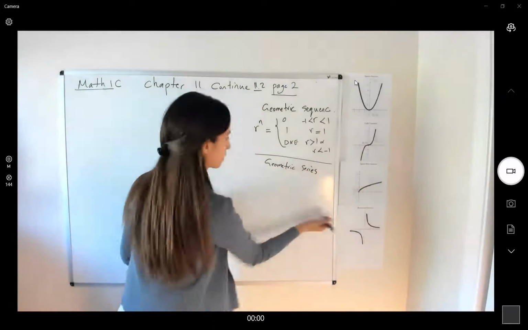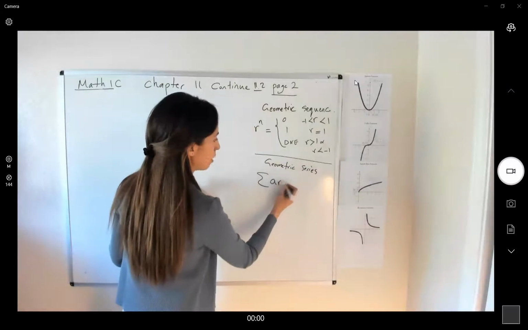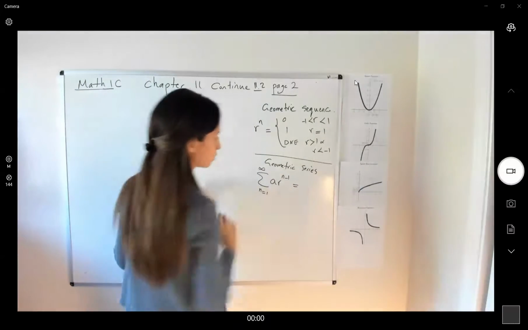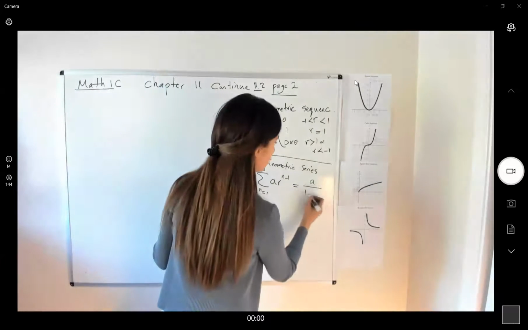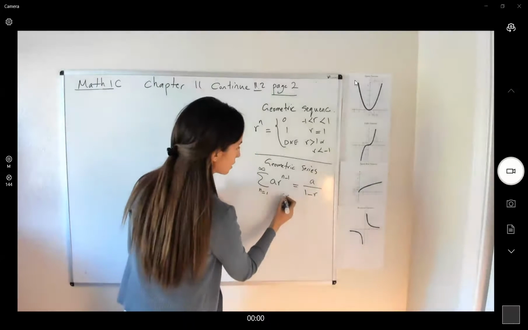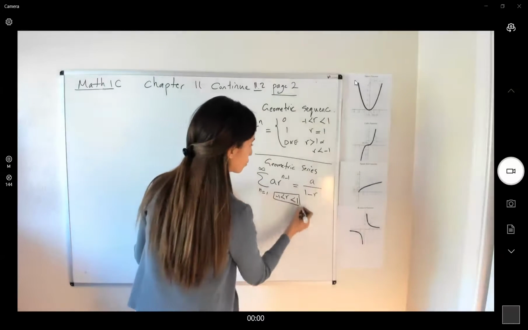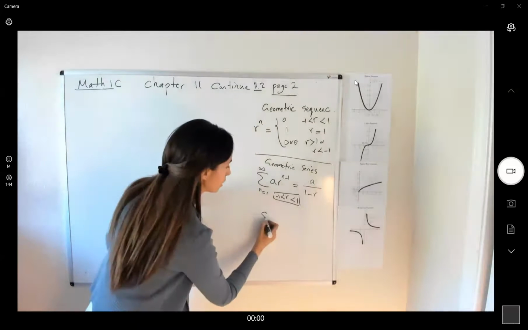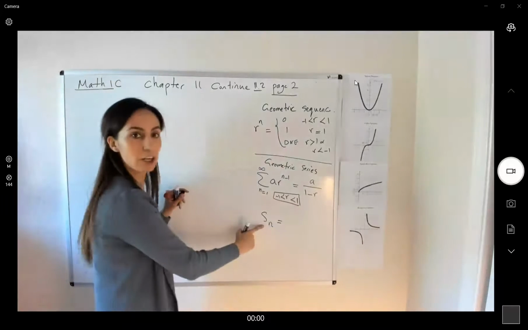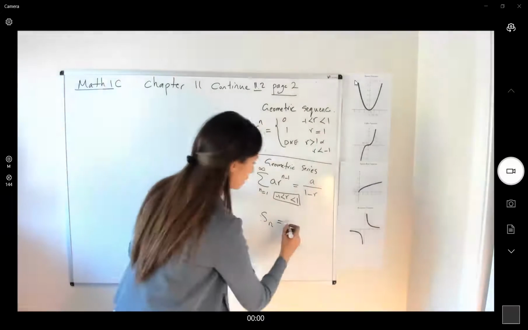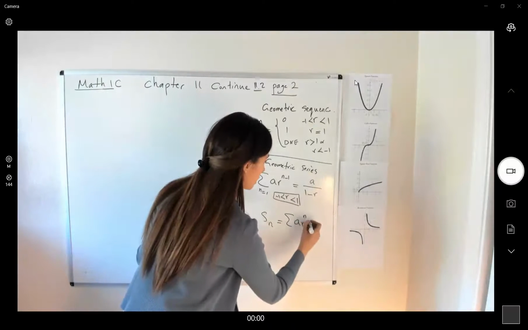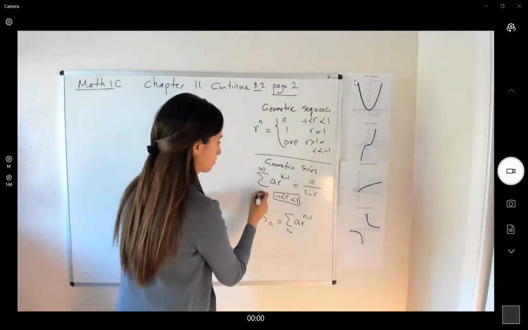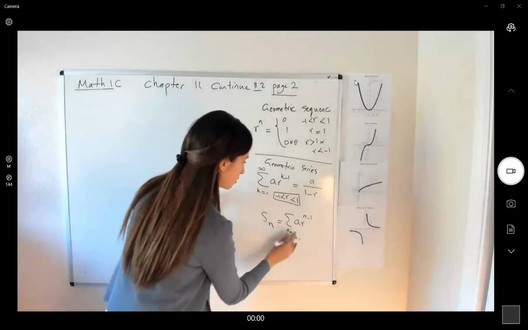And for a geometric series, we have this. We have the sum of a r to the n minus 1, n starts from 1 to infinity, which is defined as a over 1 minus r, and r is between -1 and 1. And for a geometric series, this is an infinite series. So you learn that the finite sum, S sub n, is the sum of a r to the k minus 1. This is S of n.